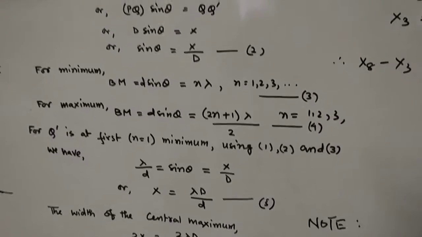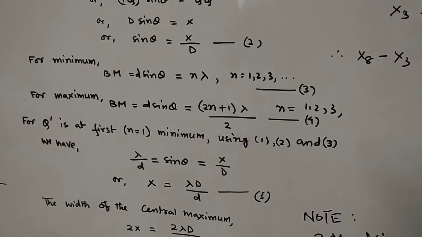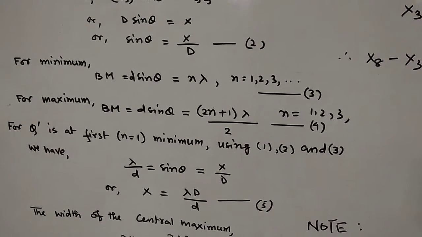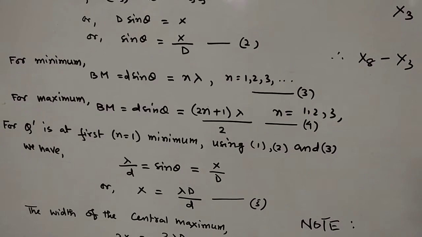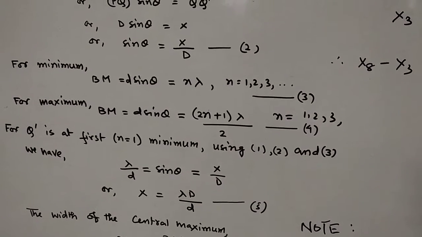So the explanation part is your what, for maximum or for minimum. For minimum, path difference is your n lambda, and for the maximum, the path difference is your (2n plus 1) lambda by 2.